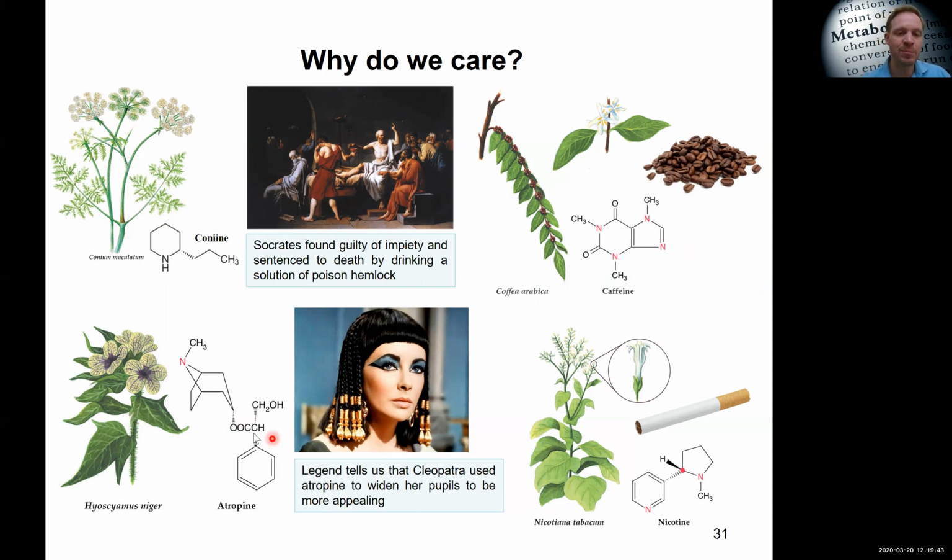Atropine here is an example that legend tells us Cleopatra used. It's actually a compound that will widen the pupils, make you look more appealing. It's actually also used for eye surgery. Right? It's still actually used as a current drug. And there are some more infamous siblings of those. Nicotine, for example, is what you would find in tobacco. But this biochemistry, the knowledge of metabolism of these plants has led to all of these developments and discoveries.